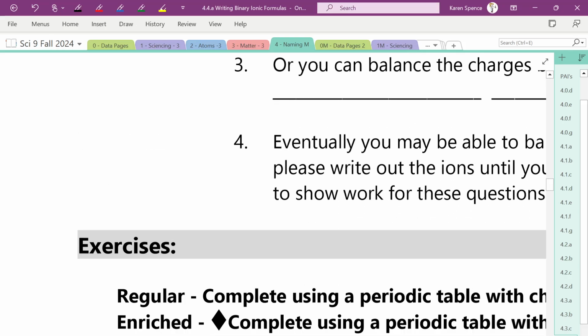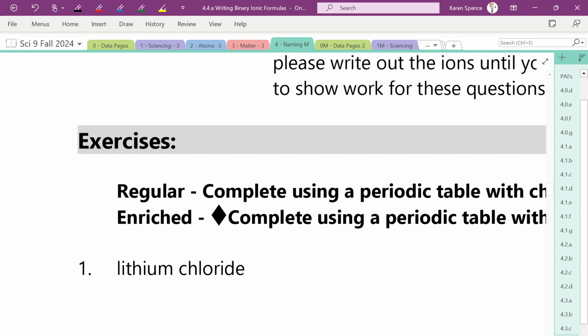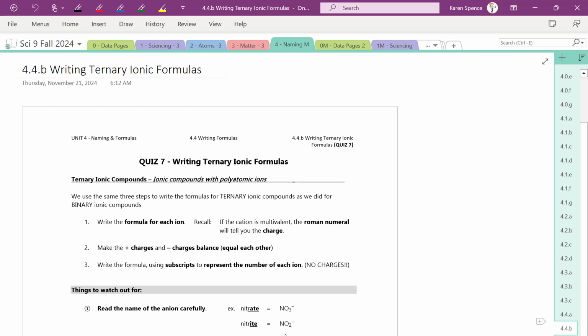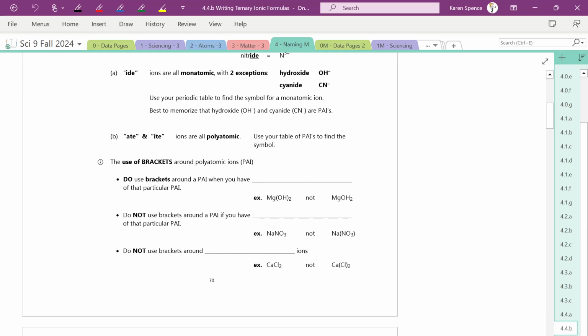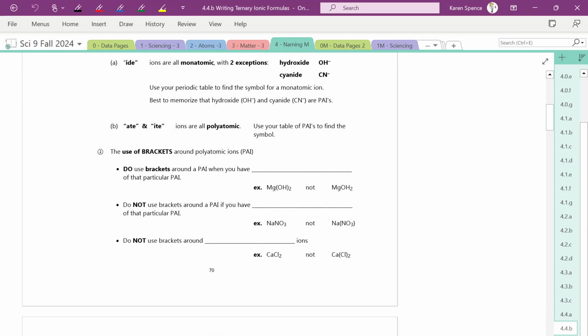Iron 3 oxide. Okay, there's some exercises here. I'm actually going to skip ahead to 4.4b, which is on page 70.